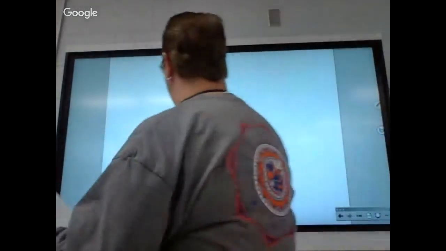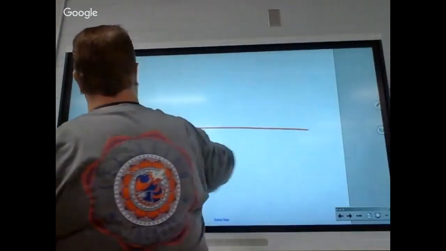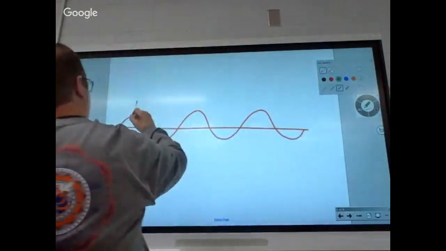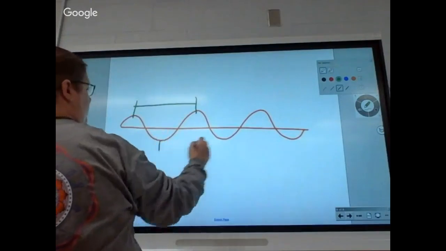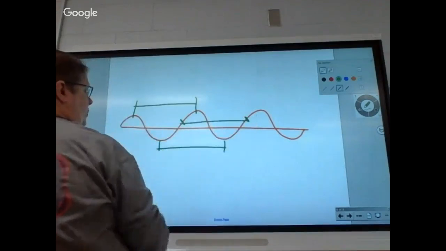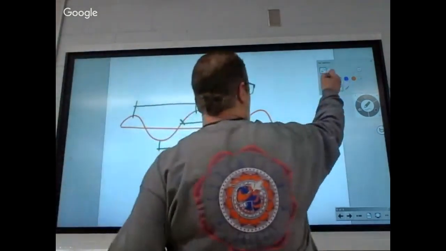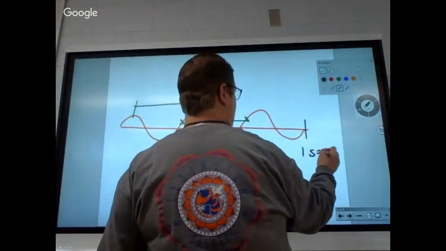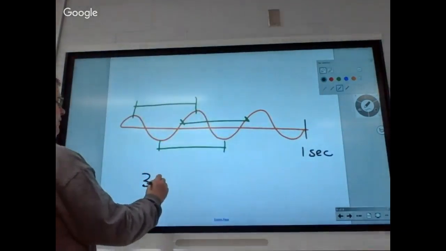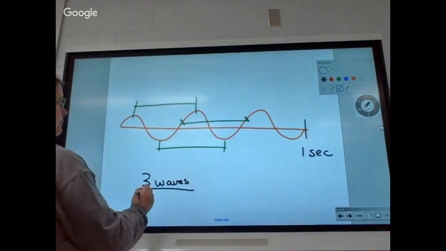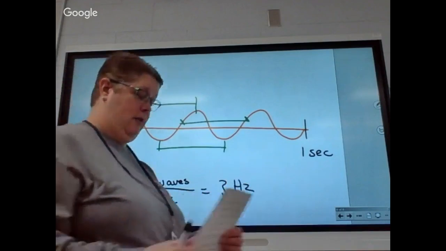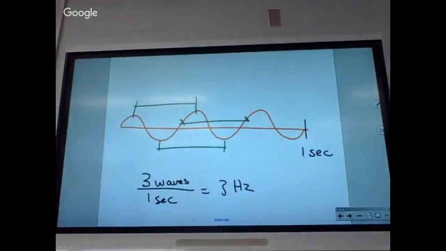We did 5 and 6, except for drawing an example. So in 5, if we drew an example, there's a wavelength. You could even start here and go here. That would be a wavelength. If I put a time on it and I said 1 second, how many waves do I have? 3. So 3 waves over 1 second would be 3 hertz.